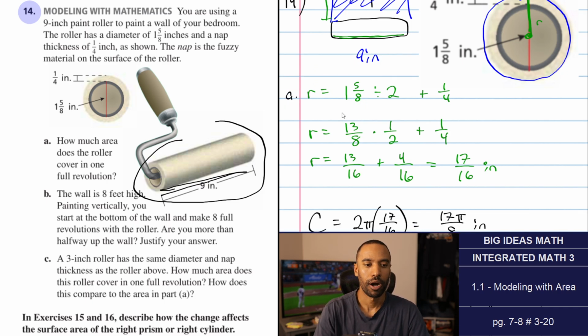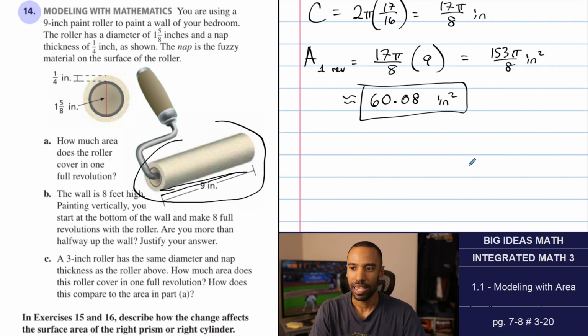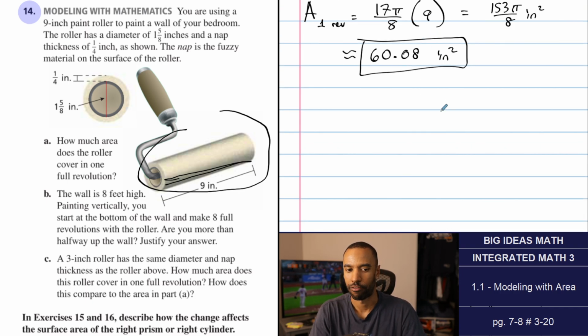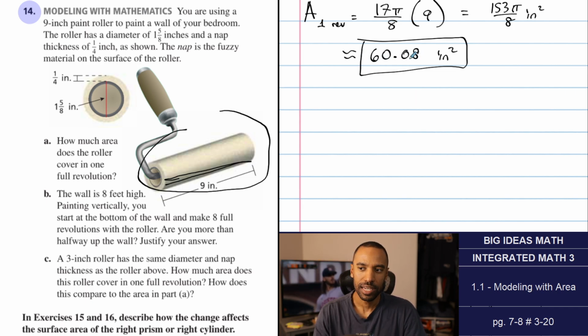That's part A. Part B says the wall is 8 feet high. Painting vertically. Oh, the wall is 8 feet high, period. Painting vertically. You start at the bottom of the wall and make 8 full revolutions with the roller. Are you more than halfway up the wall? Justify your answer. So I can take this number. Remember, I have an exact one in my calculator. Let me pull it up. I have this exact value in my calculator right here. I'm not going to use the rounded value. I'll use the exact one.